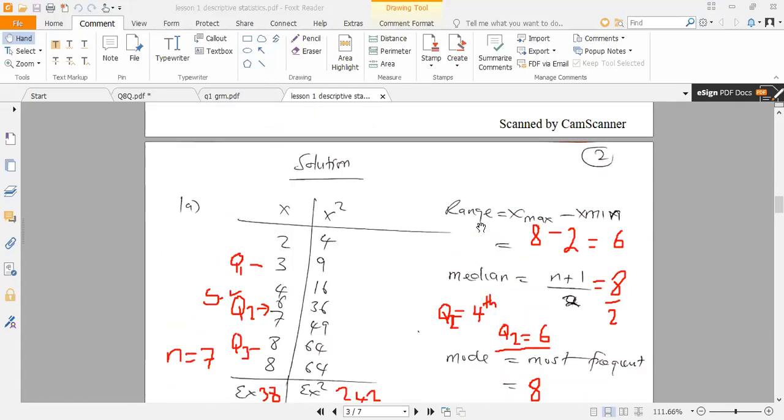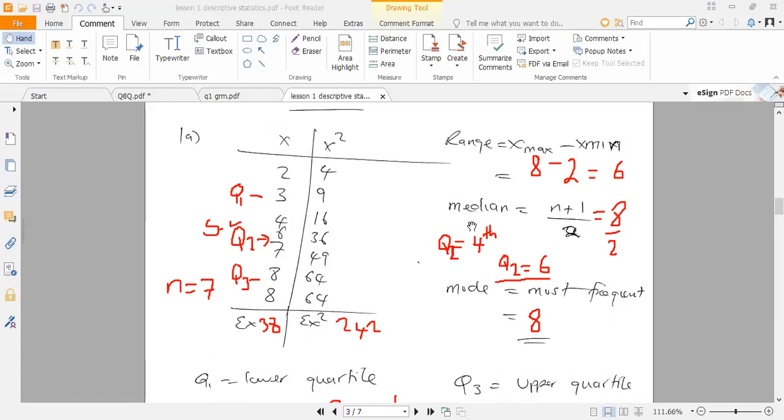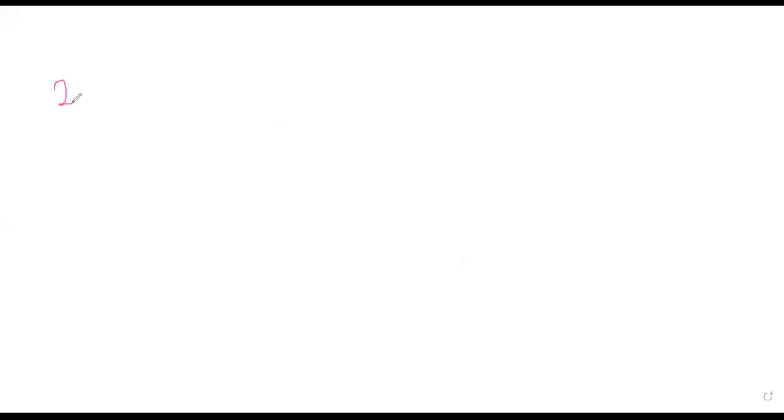Okay. So when we are dealing with ungrouped data, the first thing that you need to do is to rearrange your data in order. So if you're given 2, 5, 3, 3, 9, 4, 9, the first thing we do is rearrange in order, starting with the smallest.